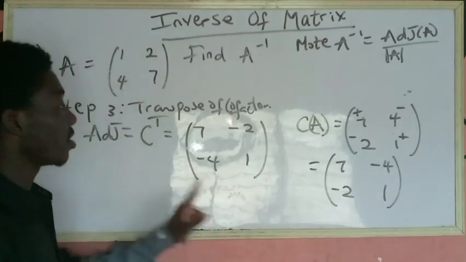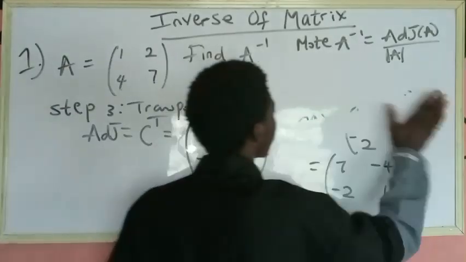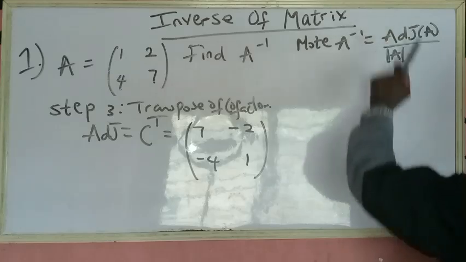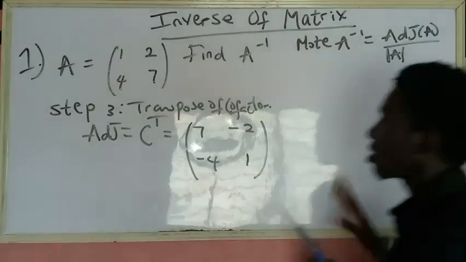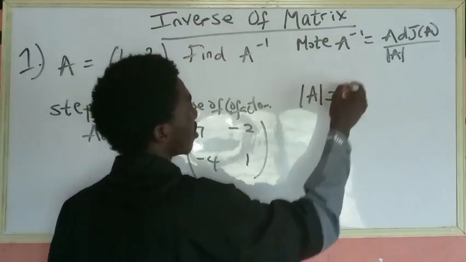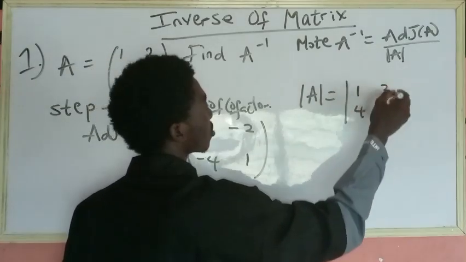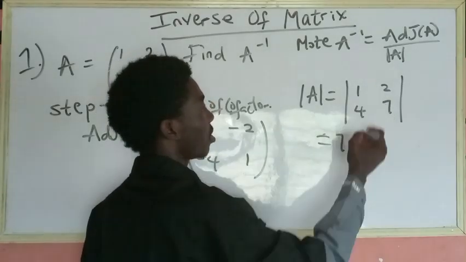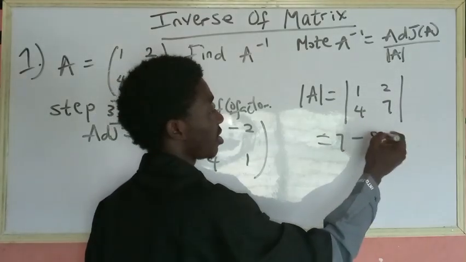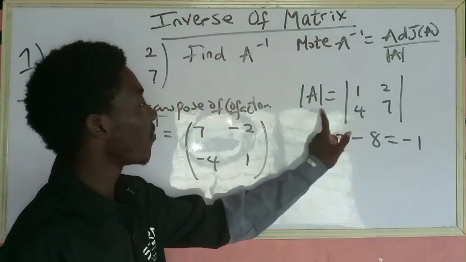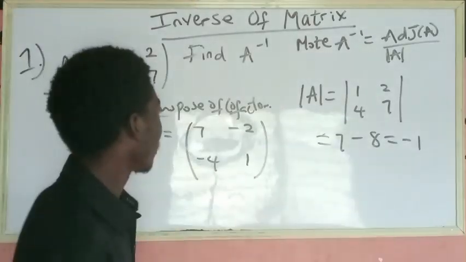So that is how we take the adjoint of a matrix. Now that we know the adjoint of this matrix, it remains to find the determinant. Let's check for the determinant of the matrix. The determinant of A is equal to 1, 4, 2, and 7, which is 1 times 7 is 7, minus 4 times 2 is 8, and that is minus 1. That is the determinant of matrix A, which is minus 1.